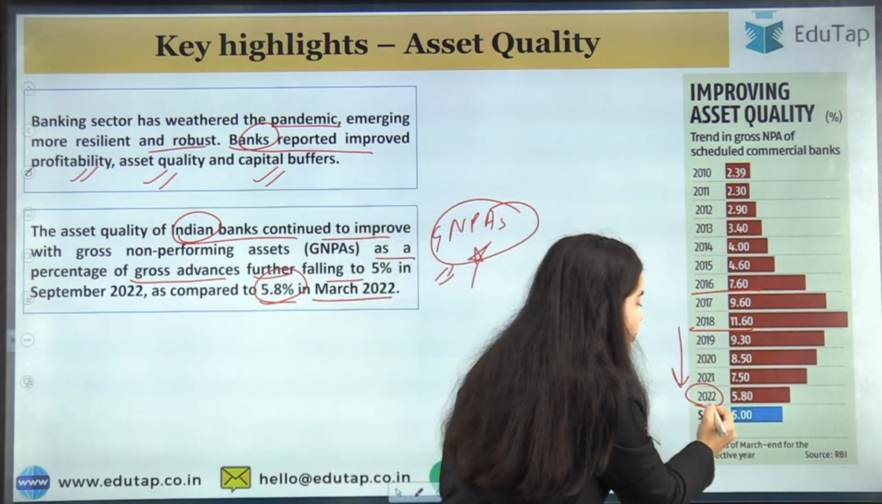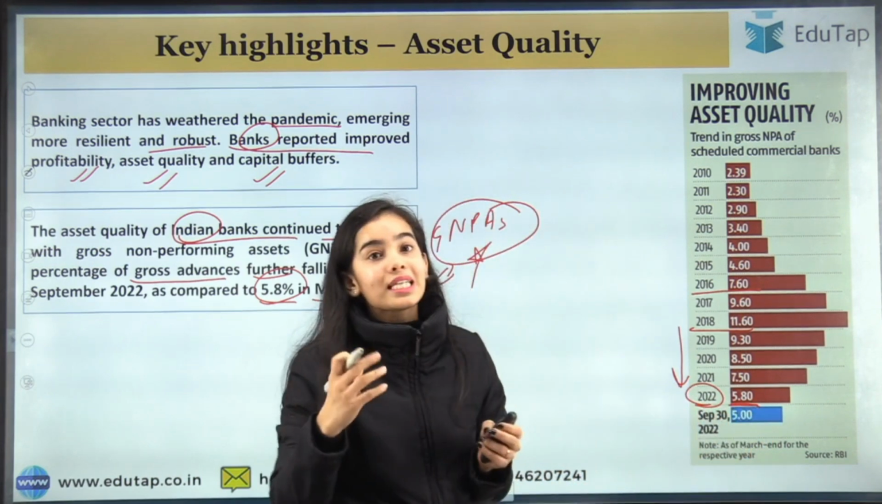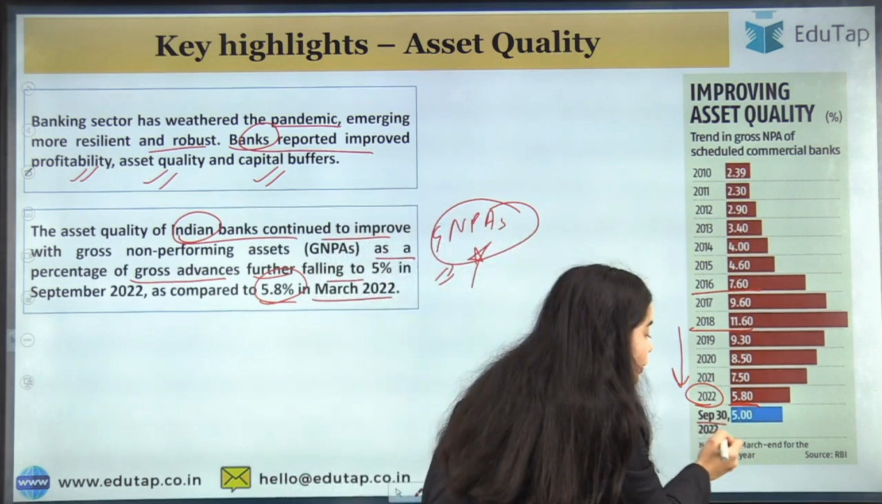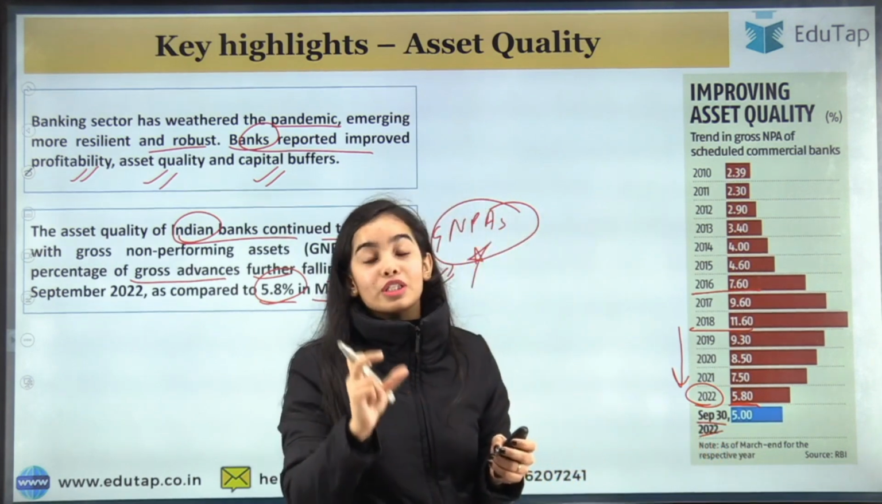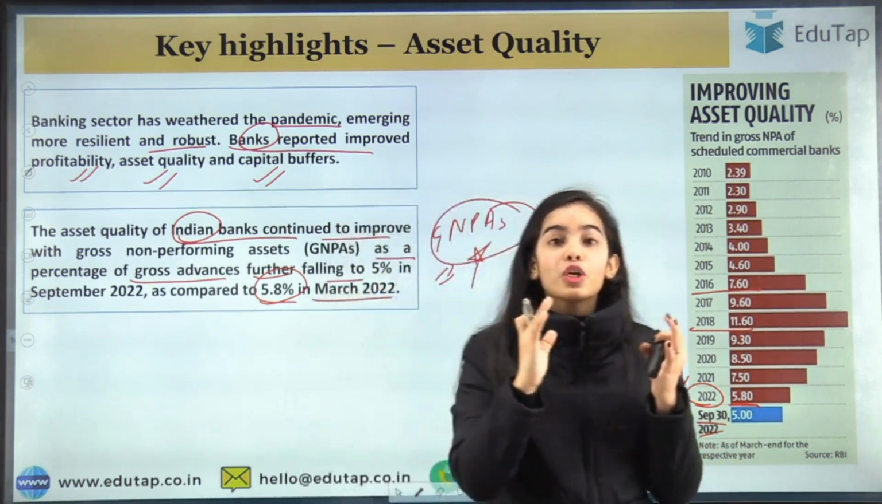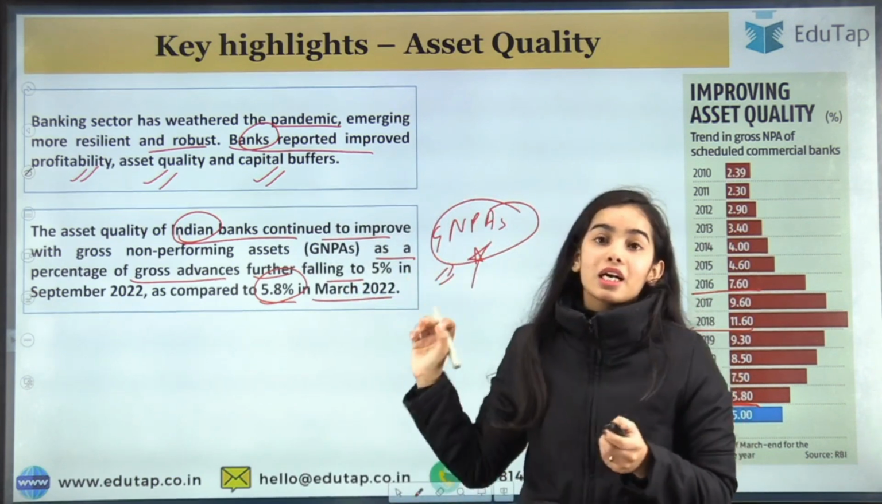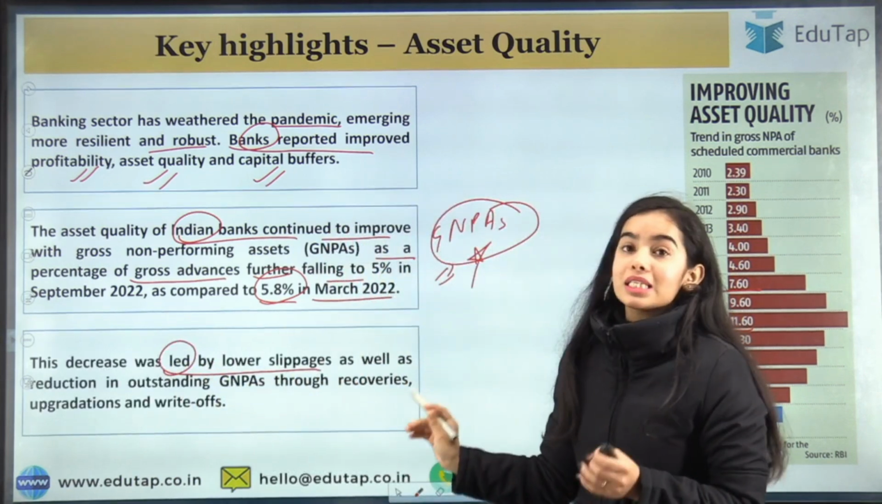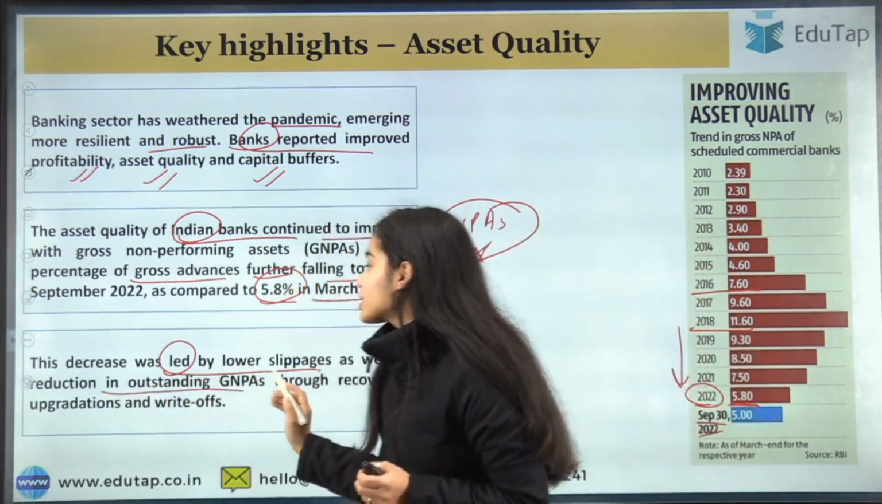In March 2022 it was 5.80%, which is quite lower than before. But if we see the September 2022 data, it has further lowered. The gross non-performing assets have further lowered. That shows how much asset quality has improved. This decrease was led by lower slippages as well as a reduction in outstanding GNPAs.